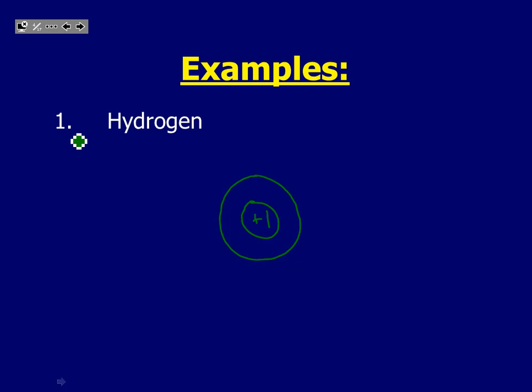Nope, 1. Because remember, it's the same as the number of protons, because the charge is neutral. So atomic number 1, 1 proton plus 1, 1 electron. I put it in the orbit with a dot. There it is. That is the Bohr diagram for hydrogen. It has 1 orbit, and it has 1 electron.